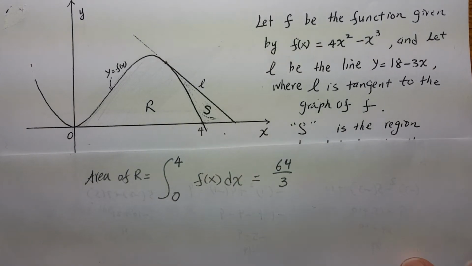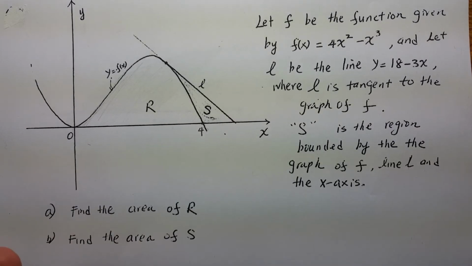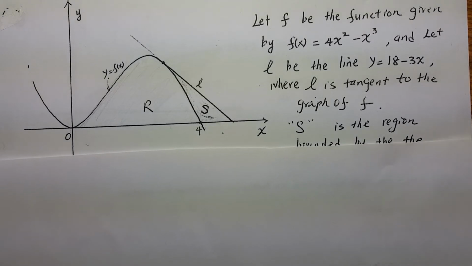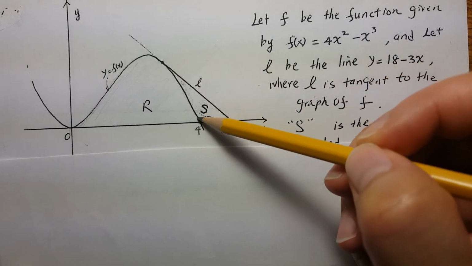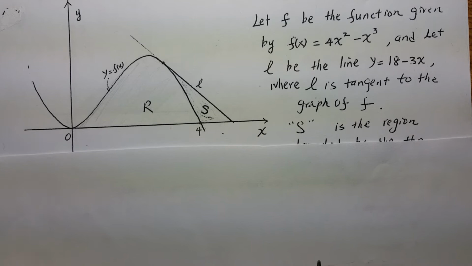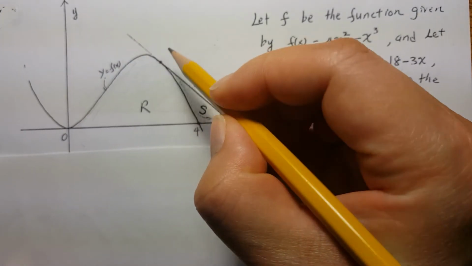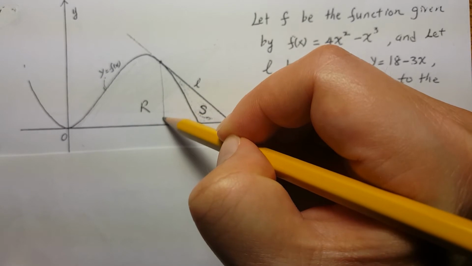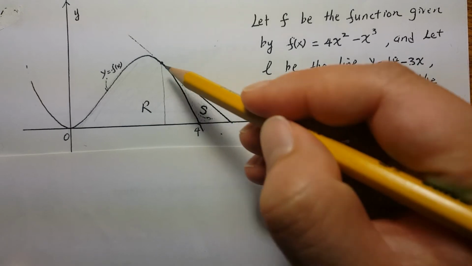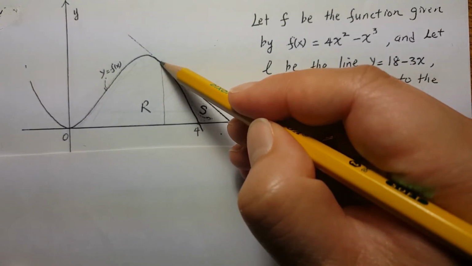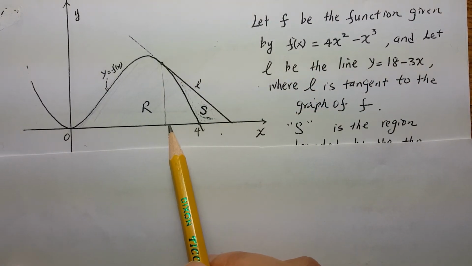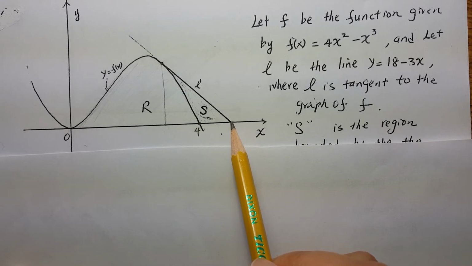Now let's take a look at how to find the area of the letter S. So if you look at the letter S over here, how about I find this point and then I can have a triangle because this is a line. If I can find the point of tangency over here, then I know this part is a height, and I can find the base, and I can find this point over here.